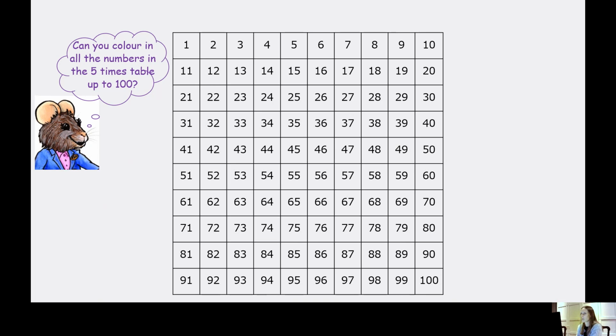Okay, let's do the first couple together. So remember the one lot of 5, the first number in our 5 times table, well, that's just 5. And then 2 lots of 5, we count on 5 more from that position, and that gets us to 10. And you can see here, if we count 1, 2, 3, 4, 5, that's the first one. And from there, we count on 5 more. 1, 2, 3, 4, 5, that's getting us to 10.